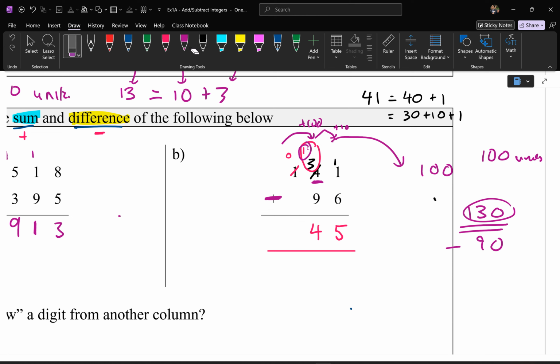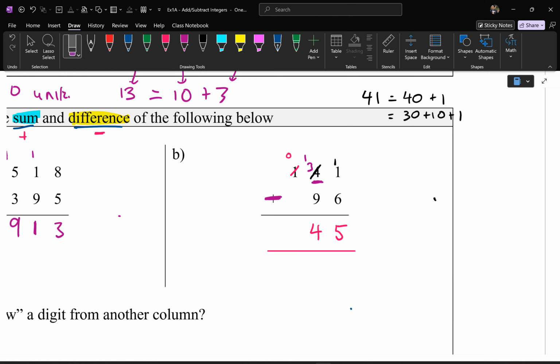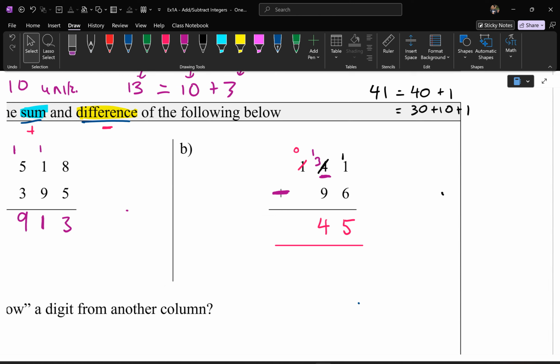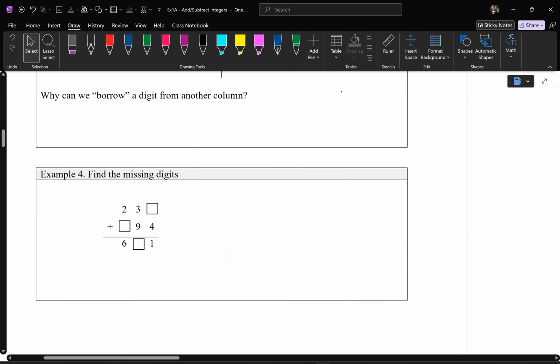Okay, now if that explanation was confusing, don't worry. You just got to learn the algorithm. So you can always borrow from the other column. That's how we do this technique. Now, I'll be spending time in this session to walk around to make sure you learn these 2 algorithms. Okay? All right, last one.